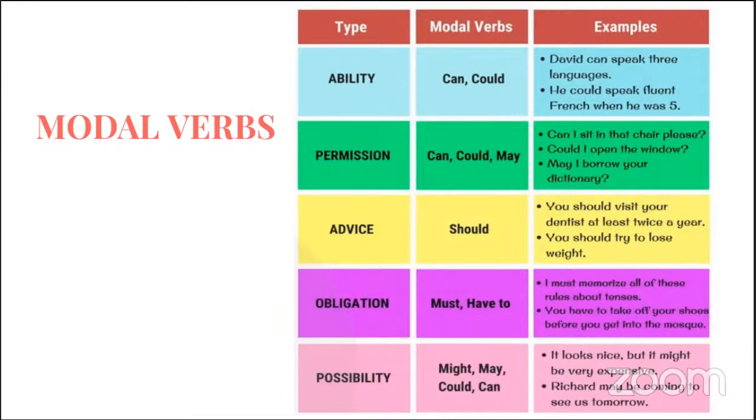David can speak three languages, and he could speak fluent French when he was 5. Correct. Yes. So to express ability, we use can in the present and could in the past. To express permission, you can use can, could, or may. And here we have three examples with the three of them.